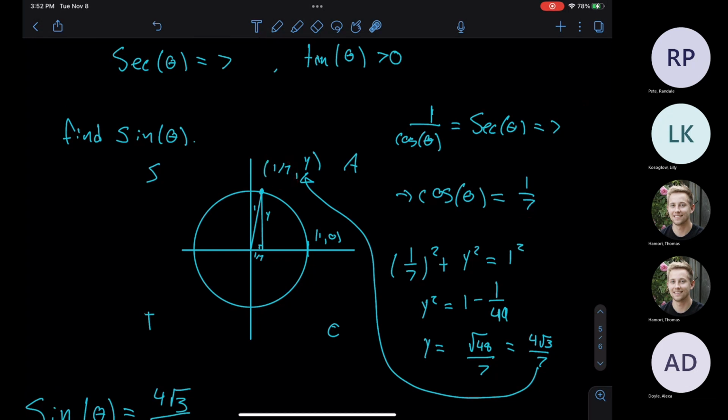And then all we had to do was use the Pythagorean theorem. We drew a little triangle and we said, look, one of the side lengths of this triangle is 1/7, so we square that. The other side length, which is short, is y, which is what we want to know. Square that, add them together. That should be equal to whatever the square of the radius is, which conveniently, the radius is 1, so 1 squared is just 1.